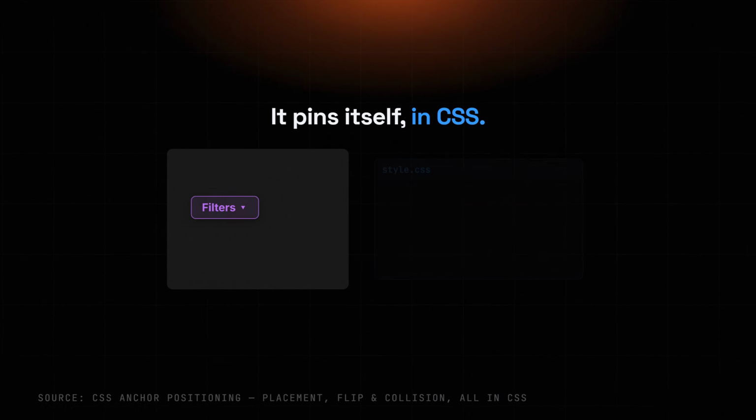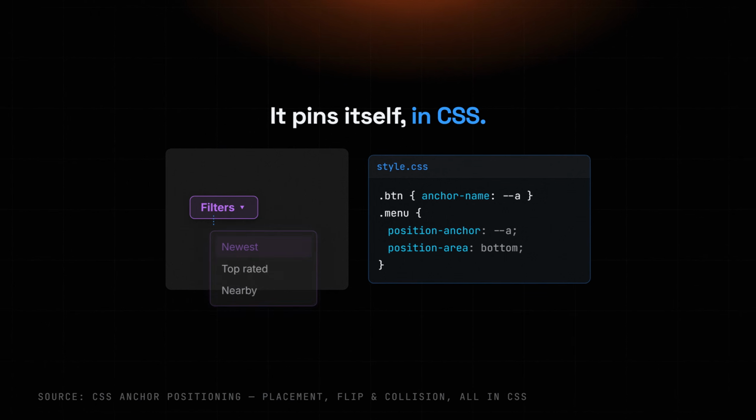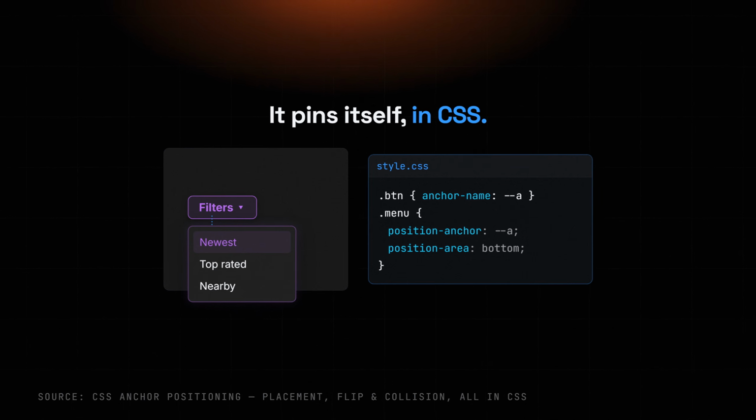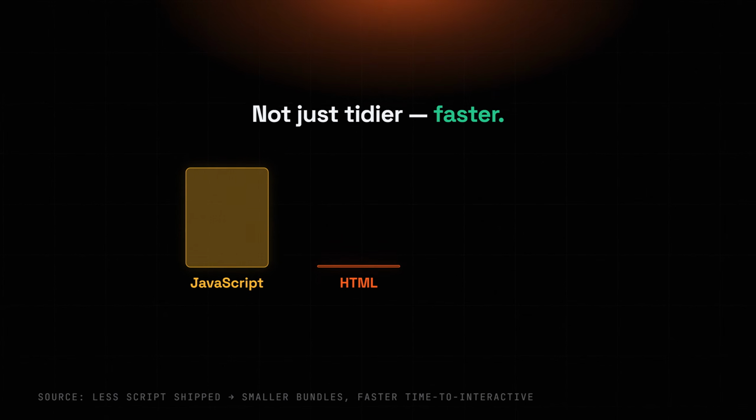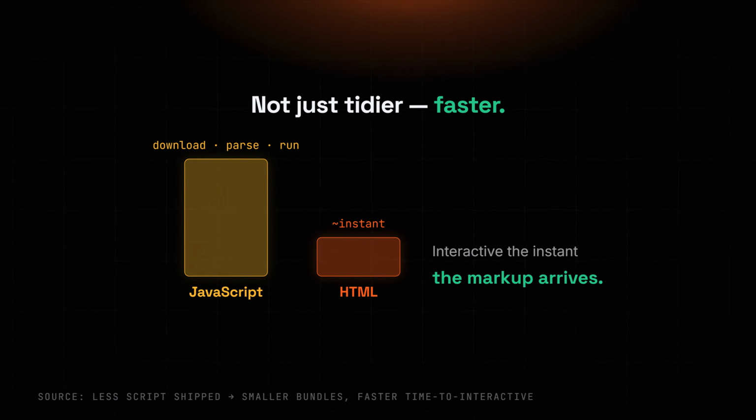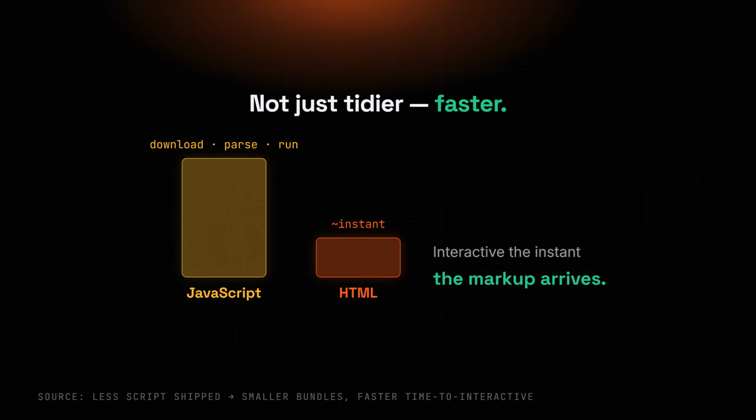Pair any of them with CSS Anchor Positioning, and a popover can pin itself directly to its own button. Placement, flipping, and collision handling, all of it living in your CSS. And still, not one single line of JavaScript. And this is not just tidier, it is measurably faster. Every behavior you move out of JavaScript and into HTML is bytes you no longer download, parse, and run. Smaller bundles, a quicker time to interactive, and a button that responds the very instant the markup arrives.